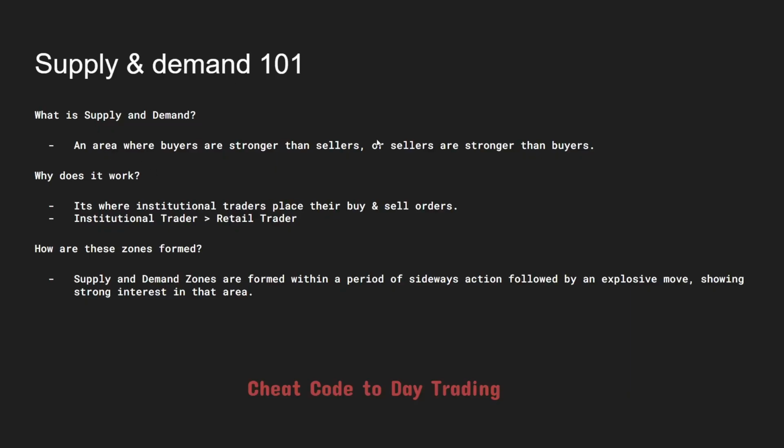So, before anything, I'll explain the basics. What is supply and demand? It's basically just an area where buyers are stronger than sellers, or sellers are stronger than buyers. Why does this strategy work? It works because it's how institutional traders place their buy and sell orders, and I personally rather trade on the institutional side rather than the retail side.